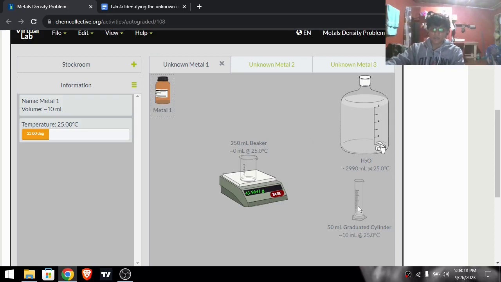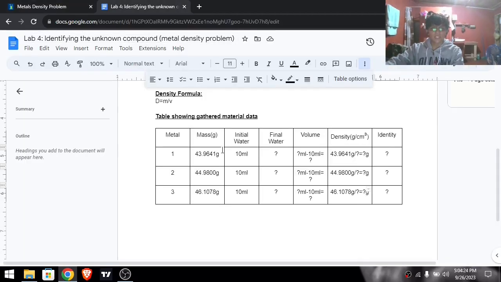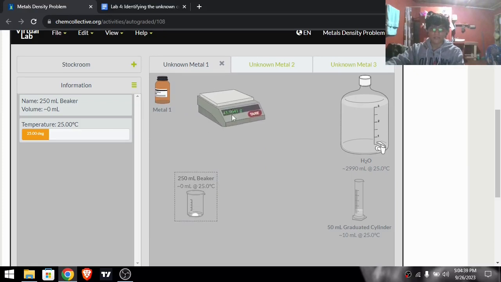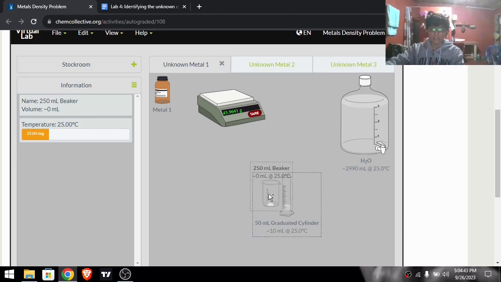I've also already prepared 10 milliliters of water in the graduated cylinder for all of the unknown metals. You can see in the table right here, I've already entered the mass for three of them and the initial water for the two. Now we just need to find the final water. How do we do that? Firstly, let's take off our beaker from the scale, and then all we have to do is simply pour all this solution into our water.